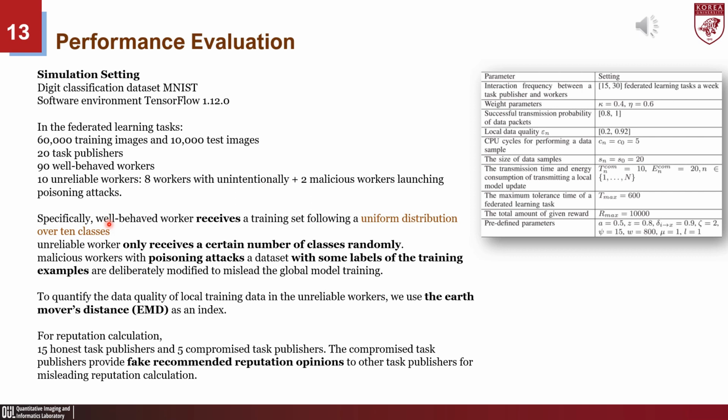Specifically, well-behaved workers receive a training dataset following the uniform distribution over 10 classes. Unreliable workers only receive a certain number of classes randomly. Malicious workers with poisoning attacks receive a dataset in which some labels of the training examples are deliberately modified to mislead the global training. To quantify the data quality of the local training data in the unreliable workers, they use the Earth Mover's Distance (EMD) as an index. For reputation calculation, there are 15 honest task publishers and 5 compromised task publishers. The compromised task publishers provide fake recommended reputation opinions to other task publishers to mislead the reputation calculation.